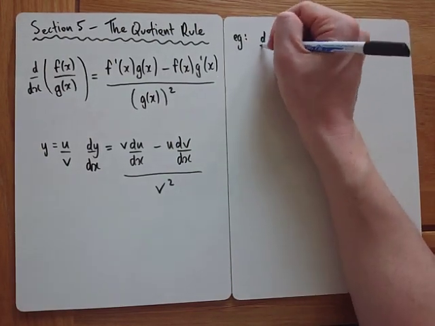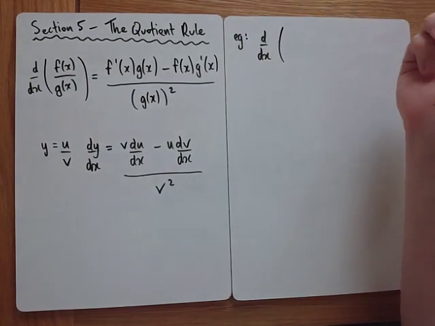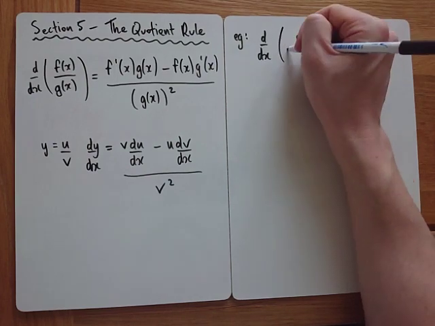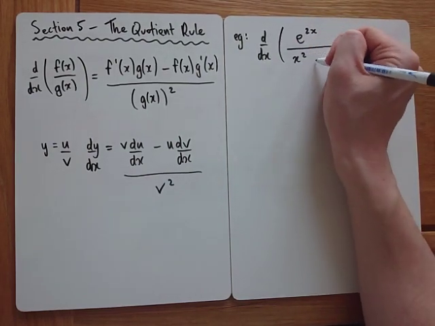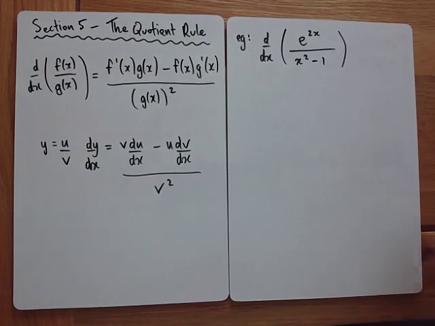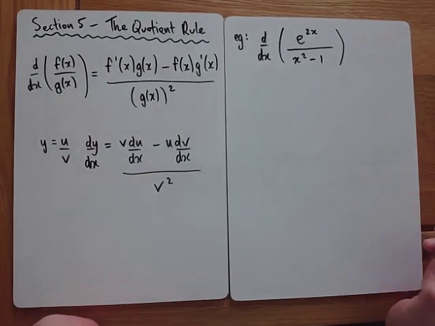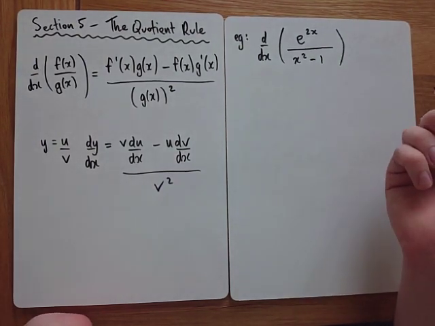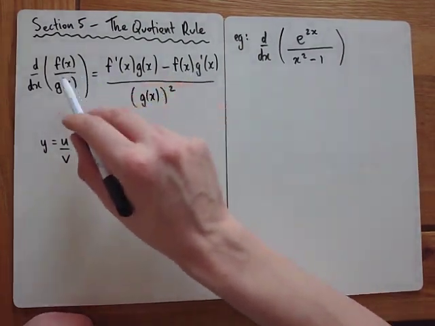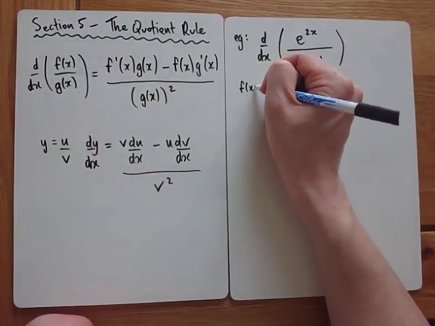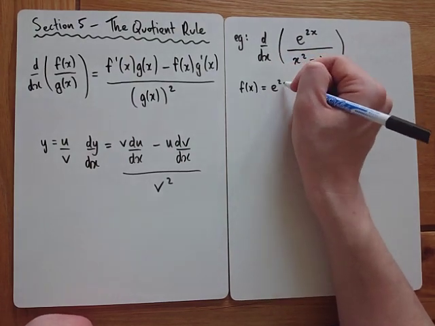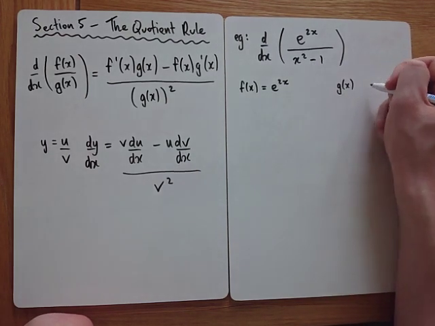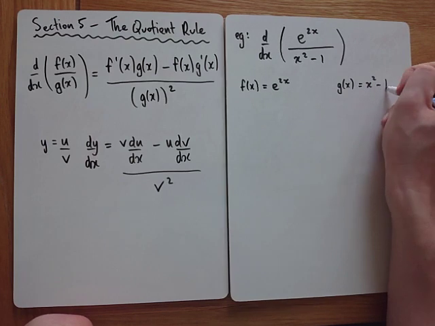So if I wanted to differentiate with respect to x, let's say we had e to the 2x divided by x squared minus 1. So clearly we've got a fraction where there's a function on the top and a function on the bottom. To get used to this notation, I would say f of x is e to the 2x, and g of x is x squared minus 1.